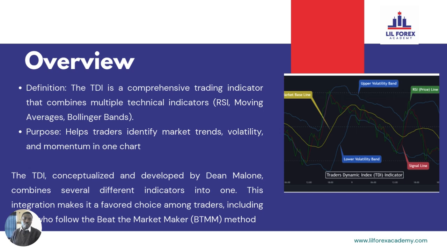Okay, so to the overview, what is TDI indicator? So TDI indicator is a component of RSI, moving average and Bollinger Band. So it's a combination of these three trading indicators, and that is why TDI is so powerful, right?